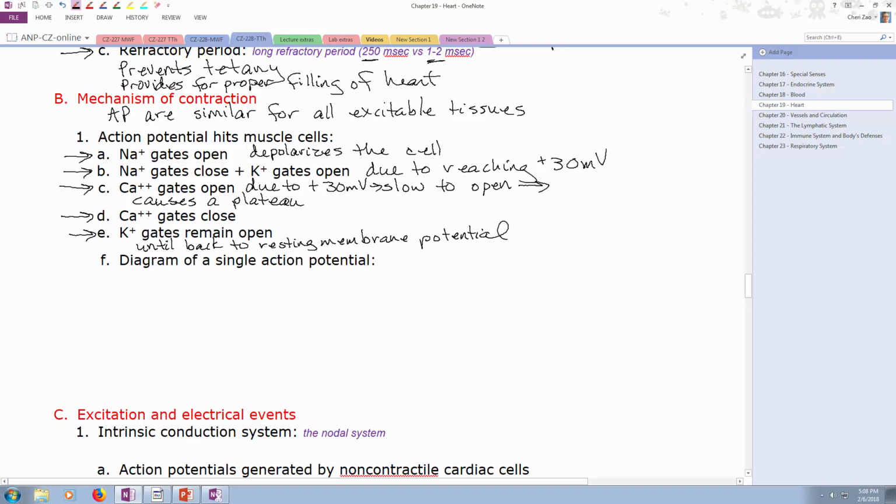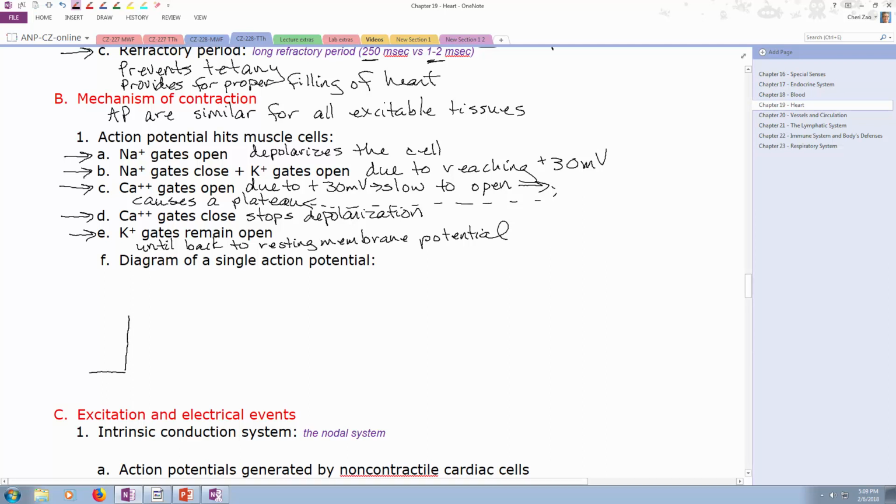So the arrow is going to be referring to that plateau. When our calcium gates finally close, this will absolutely stop our depolarization. And our potassium gates indeed will continue to stay open until we get back to our minus 50 or minus 55 for our resting membrane potential. So this is what it looks like. This is what a heart muscle cell action potential looks like. RMP, resting membrane potential.